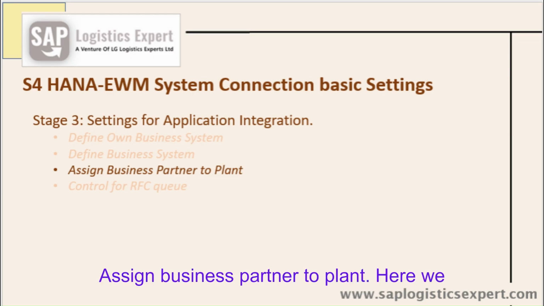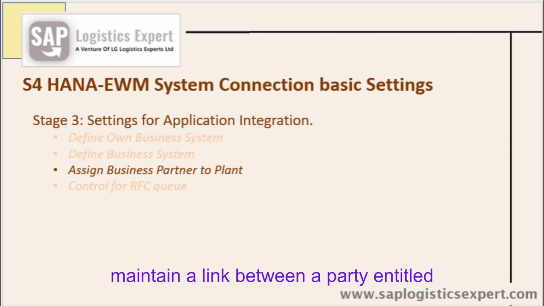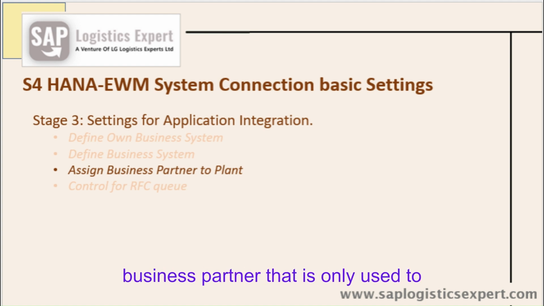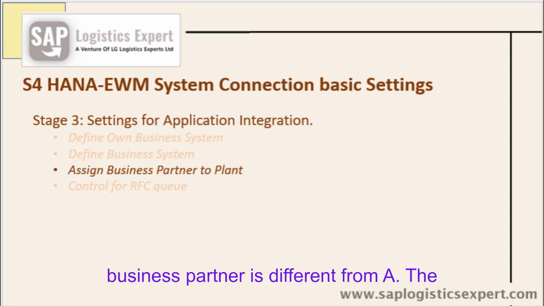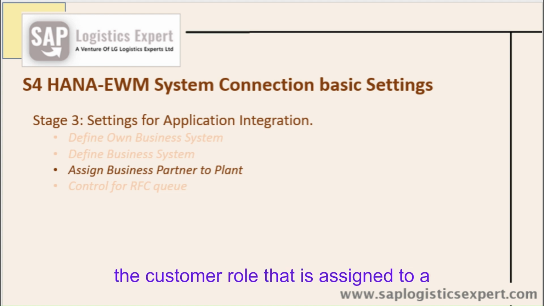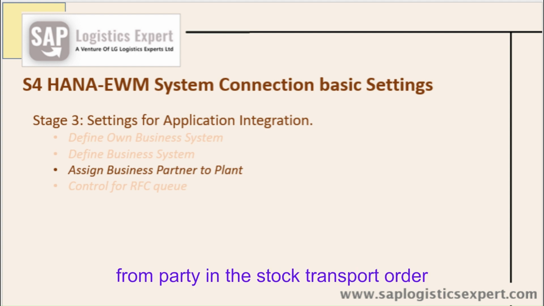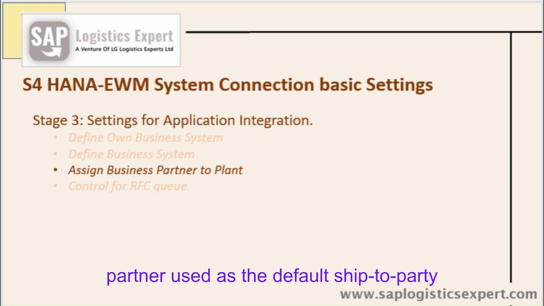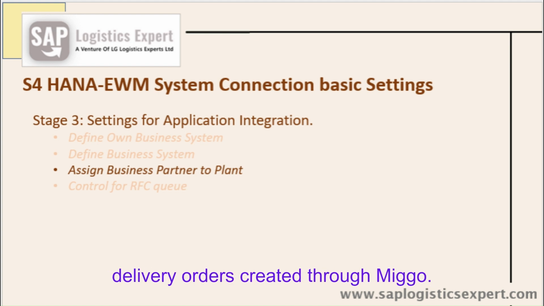Assign business partner to plant. Here we maintain a link between a party entitled to dispose, disposal party, and a plant. This links the plant to a business partner that is only used to manage stock in the warehouse. This business partner is different from A, the business partner in the vendor role or the customer role that is assigned to a plant and used as ship to party or ship from party in the stock transport order processes. B, the business partner used as the default ship to party of the warehouse in direct outbound delivery orders created through MIGO.